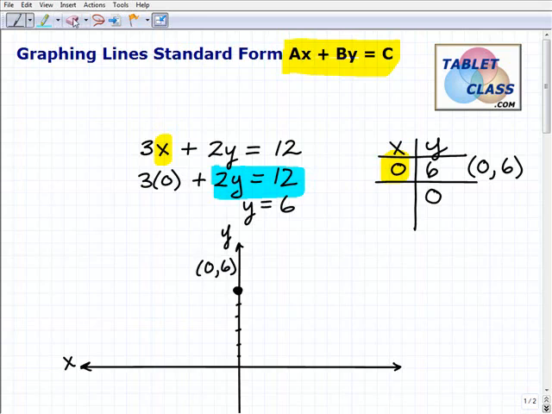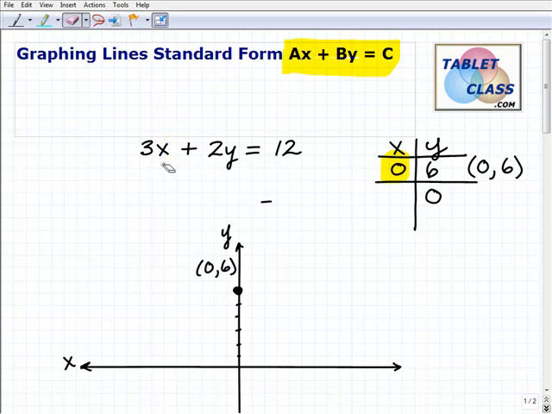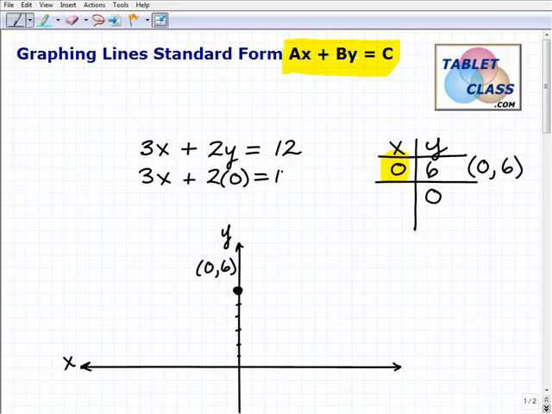We have one point that's on that line. We need 2. So we're going to repeat what we did, and figure out what x is when y is 0. So now we're going to go 3x plus 2 times 0. We plug in 0 for y, and now we solve for x. We end up with 3x equals 12, because 2 times 0 is 0. When I solve for x, I divide both sides of the equation by 3, and I get x equals 4. So now I have 4, 0 in my table, or the point 4, comma 0.